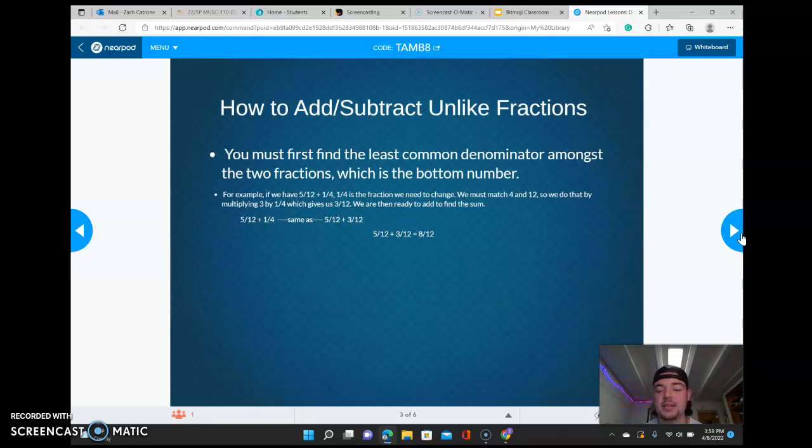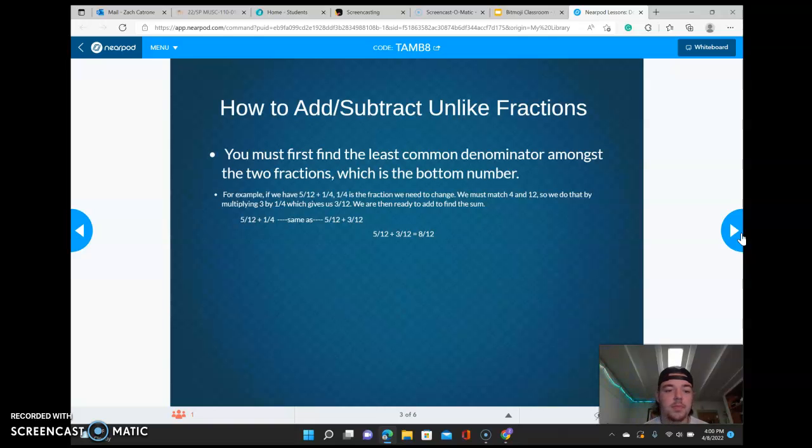So you must first find the least common denominator amongst the two fractions, which is the bottom number. As our example, we're going to be using 5 out of 12 and 1 over 4. The denominators in those numbers are 12 and 4, which are the bottom numbers. So what we want to do is match both those numbers together. We can't divide, so we have to multiply the lower number up to the higher number. In this instance, we've got to multiply 4 to 12, and we'll be doing the same thing with the top number in order to make that more of a friendly looking fraction to add.